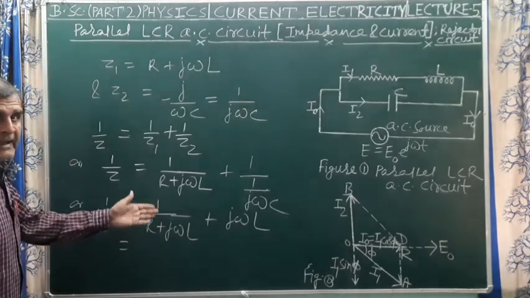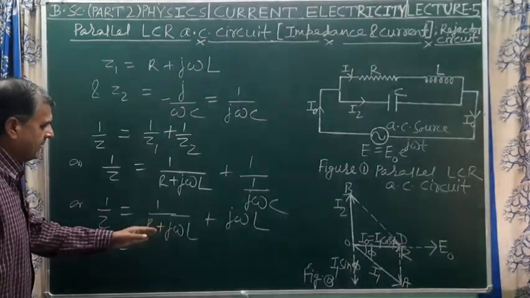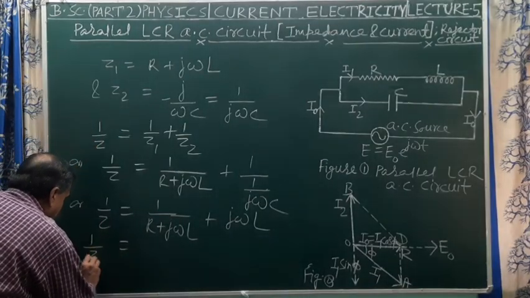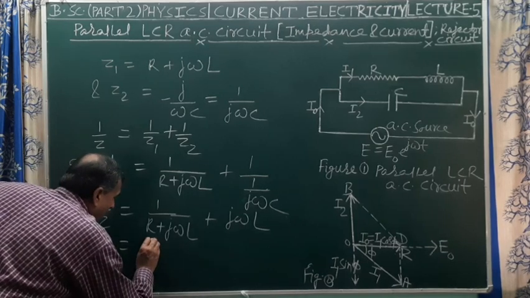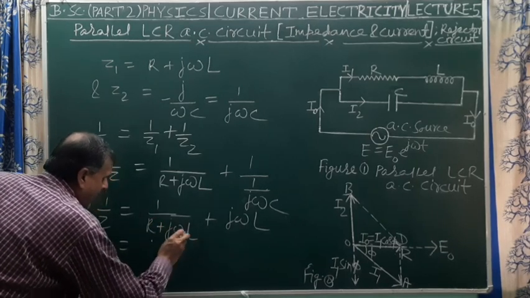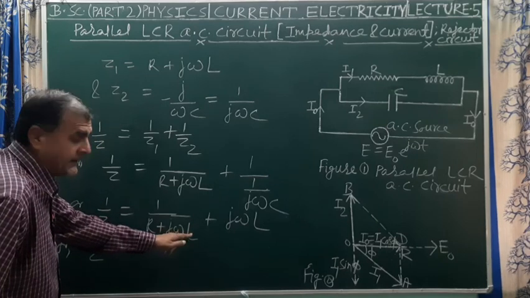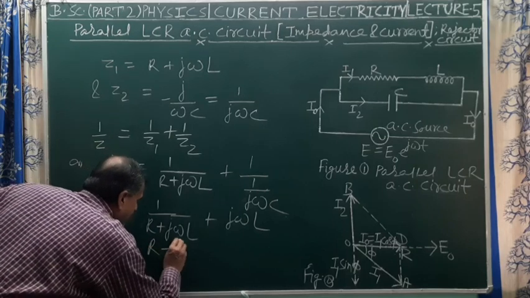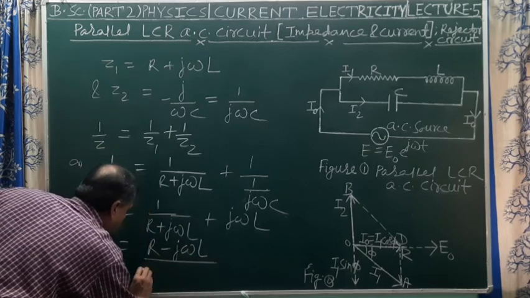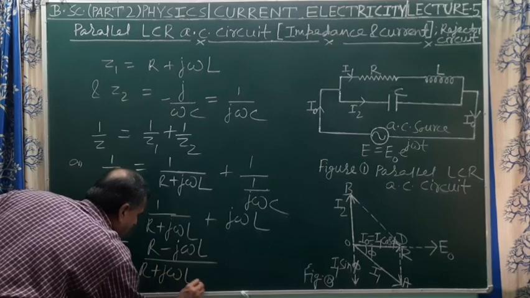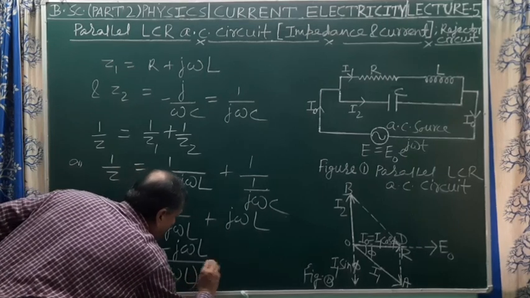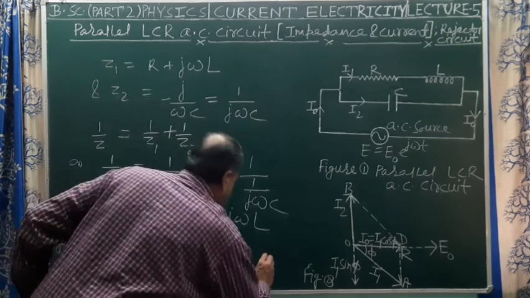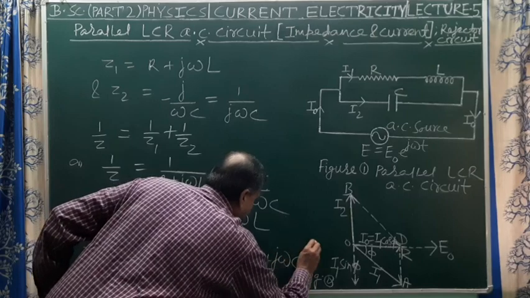In the first term of the RHS, we can multiply numerator and denominator by the conjugate of R plus j omega L. So on the LHS, 1 by Z equals 1 upon R plus j omega L. We multiply numerator and denominator in the first term by its conjugate, that is R minus j omega L. So it is R minus j omega L upon R plus j omega L multiplied by R minus j omega L, plus j omega C.